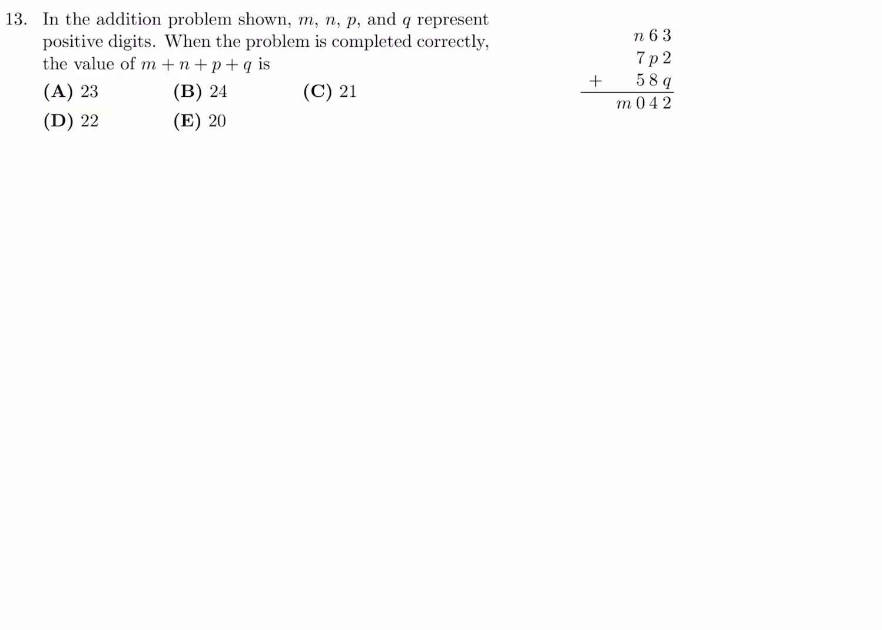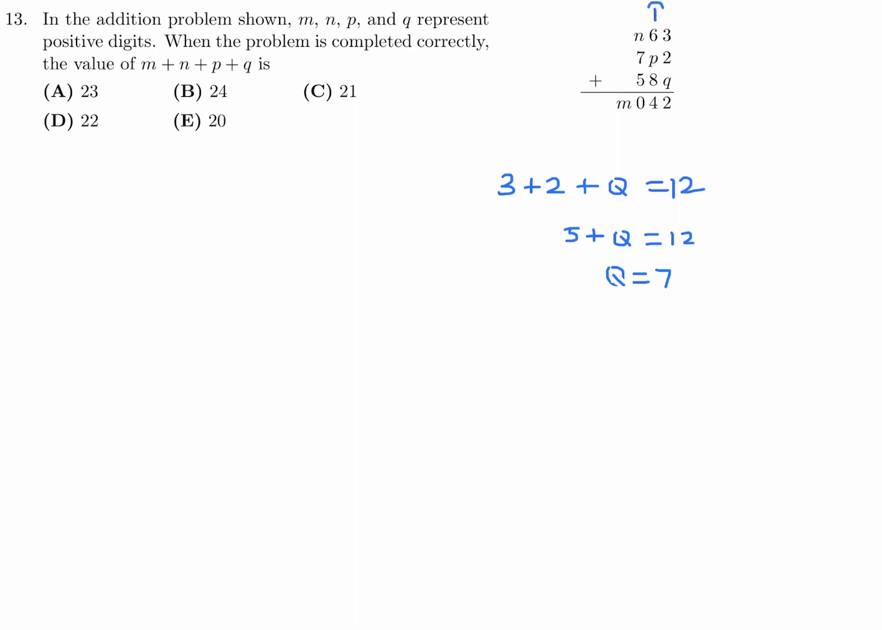In the addition problem shown, M, N, P, and Q represent positive digits. When the problem is completed correctly, the value of M plus N plus P plus Q is... All right, so we've got to fiddle around with this here. Let's do it one column at a time. We have 3 plus 2 plus Q is equal to 2. Obviously it's not going to be 2, so it's most likely 12. So 5 plus Q is equal to 12, which means Q is 7, and there's going to be a carry.